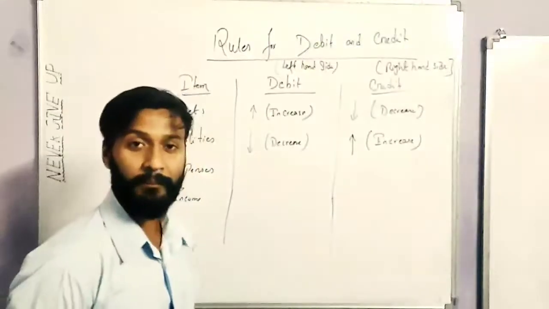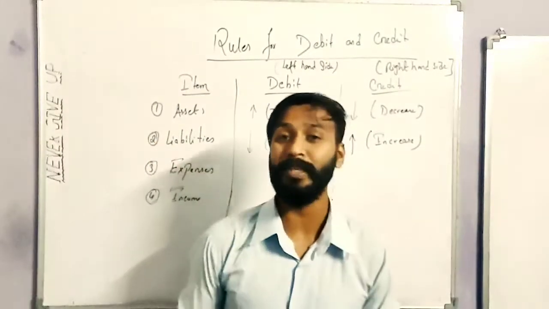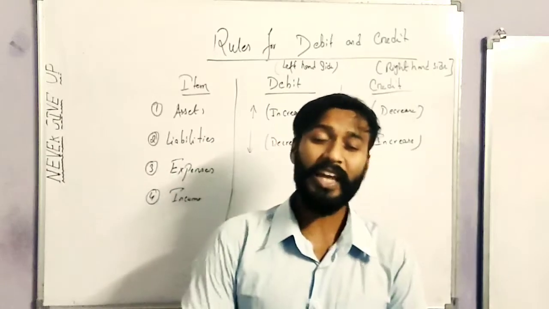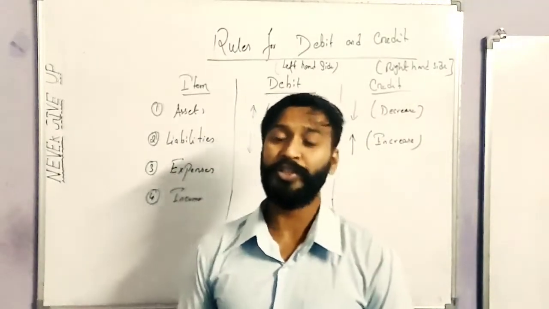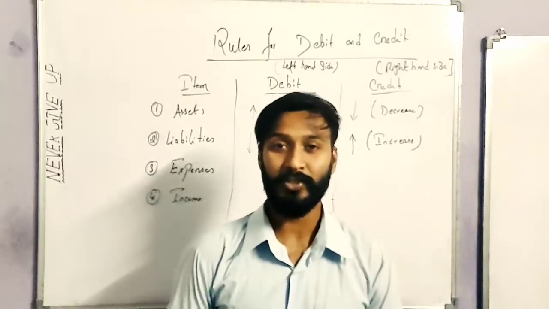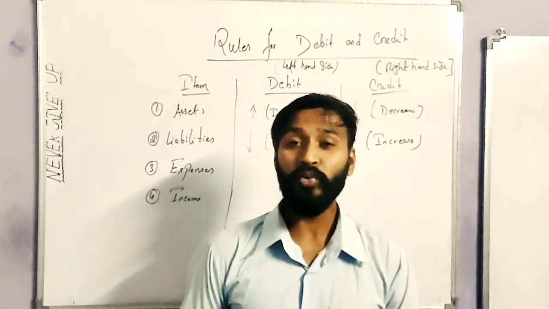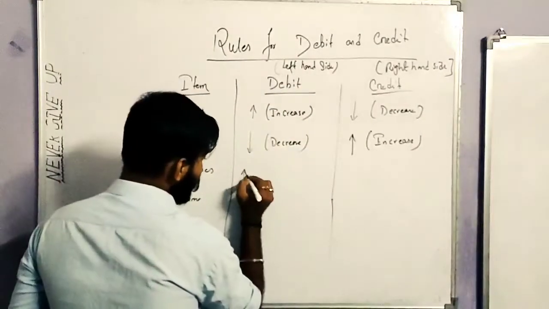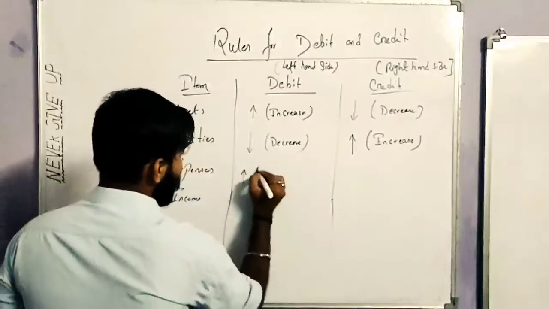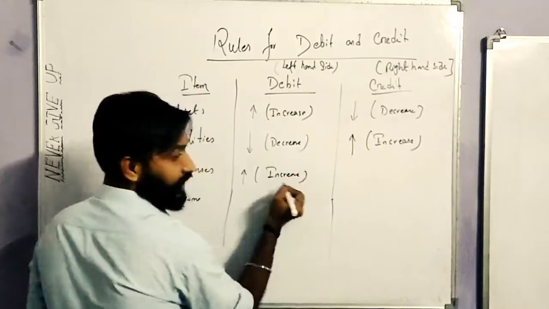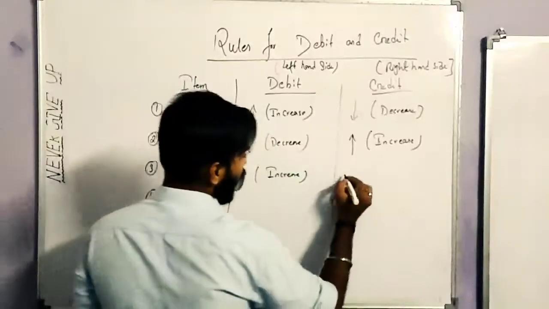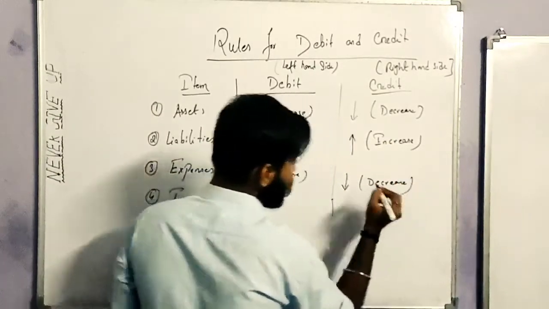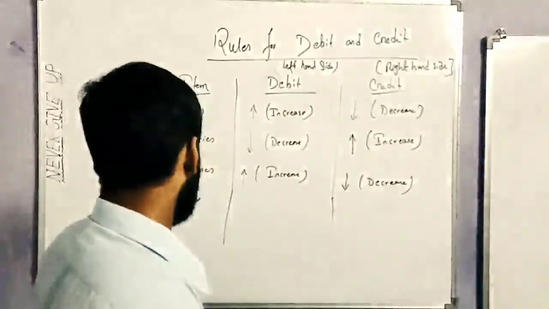Now come to the expense. What is an expense? Whatever expense is incurred in the business, say advertisement expense, refreshment expense. There are various expenses which a business faces for running the business. So what are the rules of debit and credit under expenses? In expense, whatever amount you record on the debit side, that amount will increase, same as the asset. Whatever amount you record on the credit side, the amount will decrease. These are the rules of expenses.